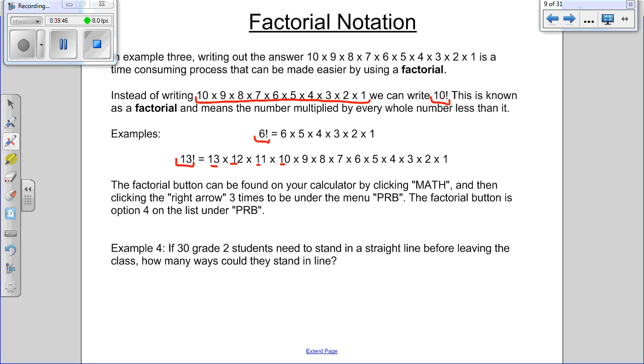It is in your calculator. A good way to help yourself remember where it is: PRB stands for probability. So all your probability options will be under that heading when you go to math.